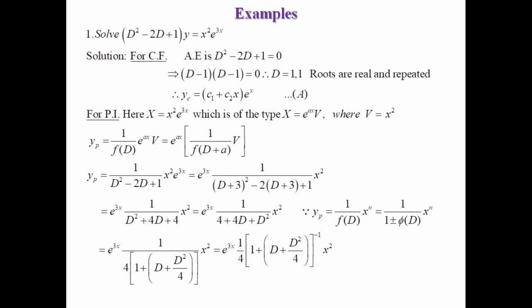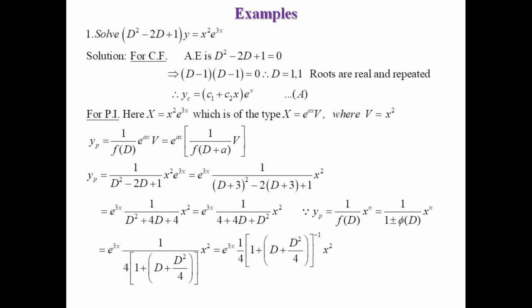So if we try to solve this equation, then we get the factors (D - 1)(D - 1) = 0. So if we solve this equation, then we get the value of D as 1 and 1. So these are the roots, which are real and repeated. As the roots are real and repeated, according to the formula for the complementary function for real and repeated roots, yc = (c1 + c2 x) e^x. So this is the first method for finding the value of the complementary function.